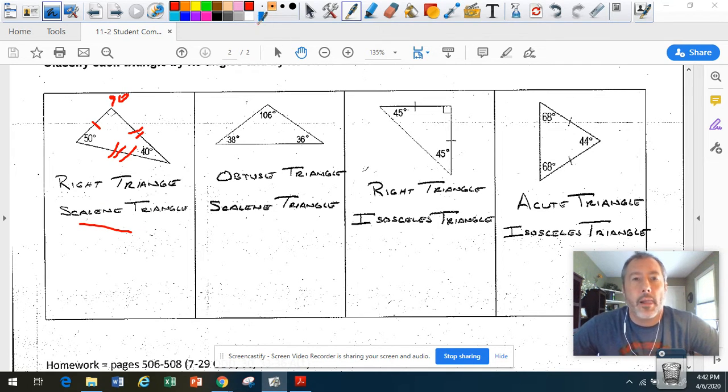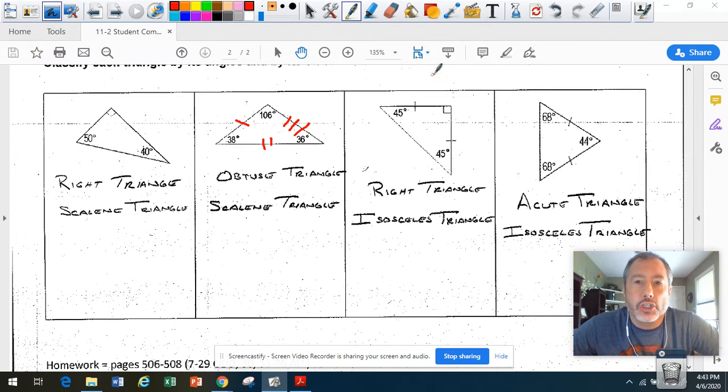Let's look at this next one. We have an obtuse angle here. So since we have an obtuse angle, we have an obtuse triangle. But let's take a look at the angles. I have 106, I have 38, and I have 36. All of these are different, so that means all of these side lengths are different also. Let's look at the next one.